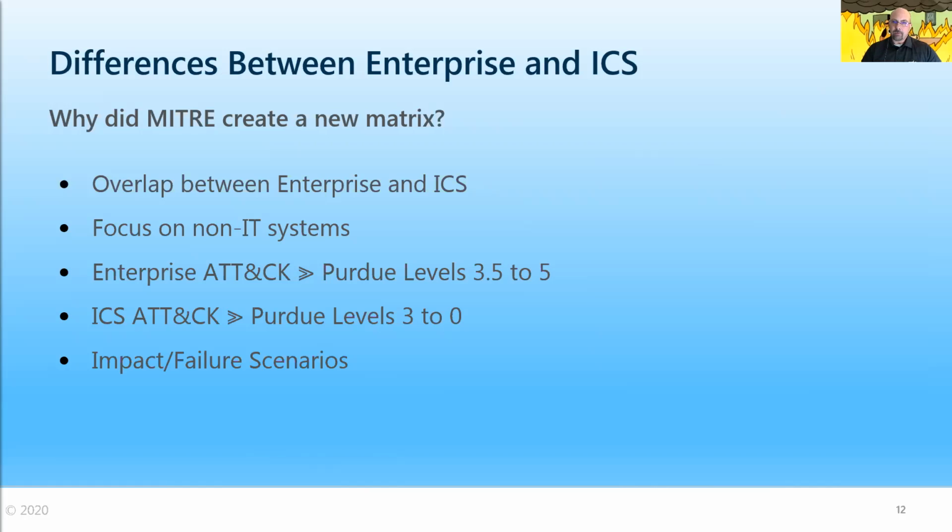And finally, the impact failure scenarios are different. If you take a look at the ICS framework and the enterprise framework, the impacts on the systems are different. In the case of enterprise, it might be data exfiltration or IP theft, whereas on the ICS side, it's more about denying control or changing control of the system, or preventing control, or loss of safety.